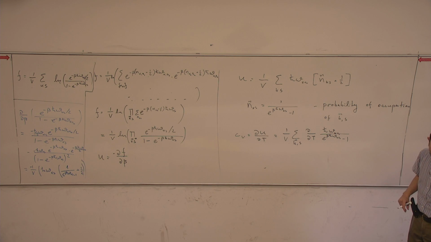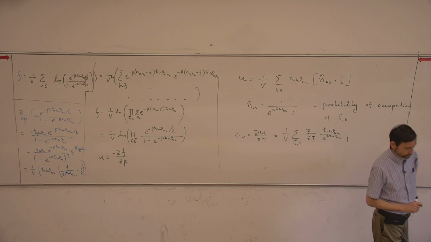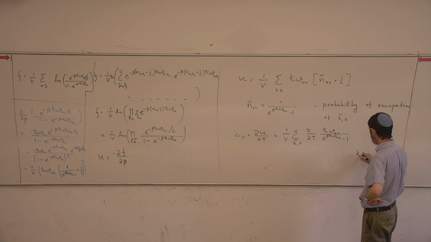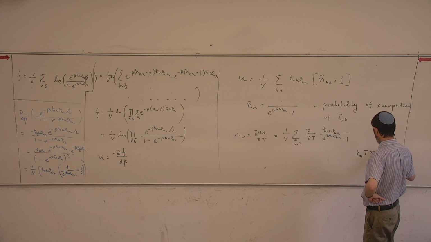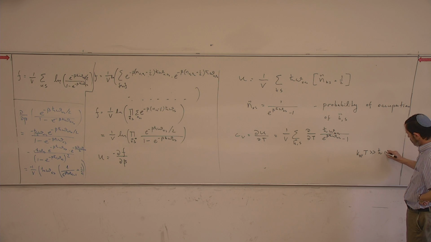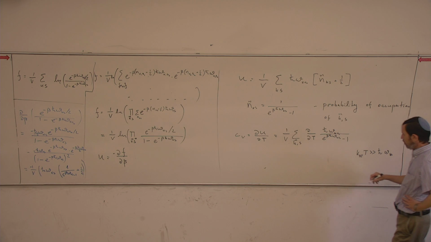Okay, let's go into the limits here, because it's not easy to do it for any value of beta. What is this limit? It's the high temperature limit.